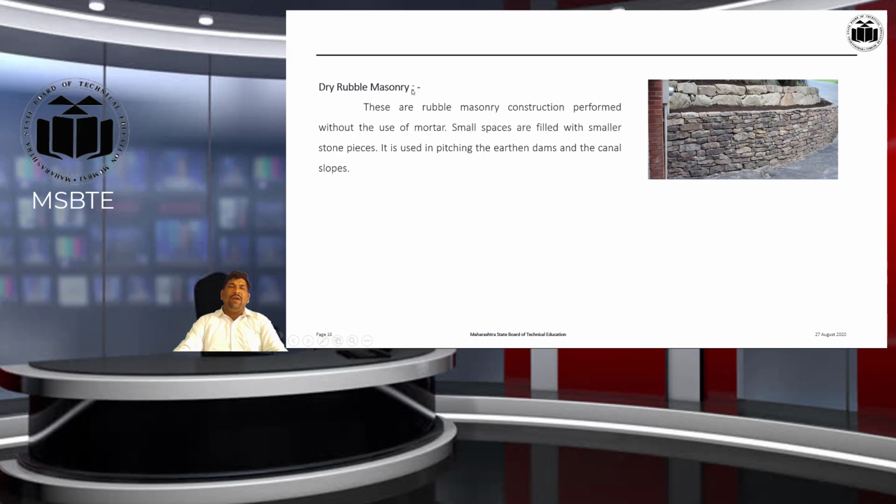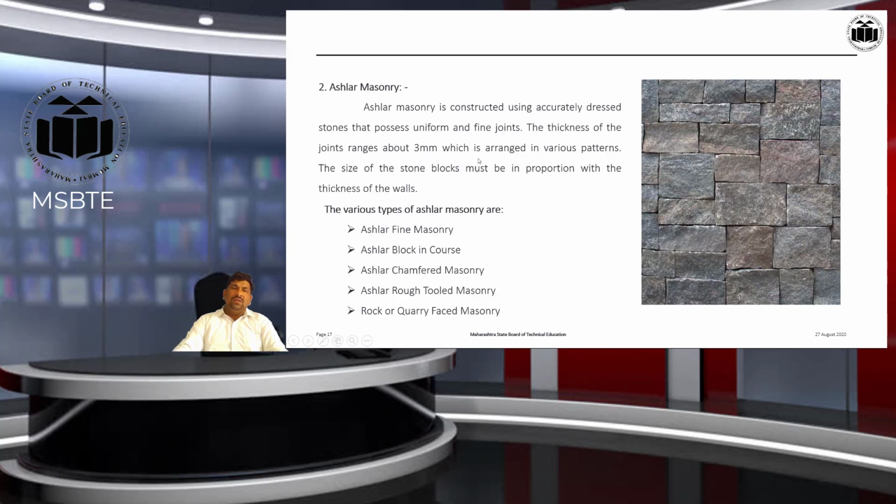Now come to the next point, dry rubble masonry. The masonry where, without using any bonding material, the stones are placed one on another and the masonry is formed is called dry rubble masonry. These are rubble masonry constructions performed without the use of mortar. Small spaces are filled with smaller stone pieces, and it is used in pitching earthen dams and canal slopes, etc. Now coming to the next type of masonry, that is ashlar masonry.